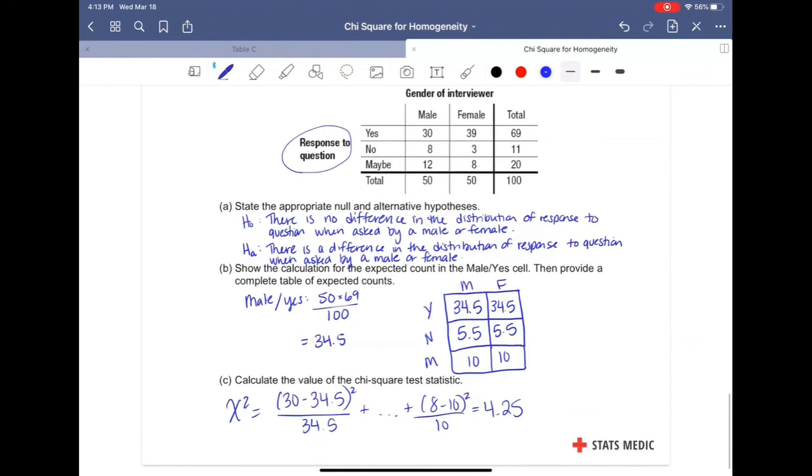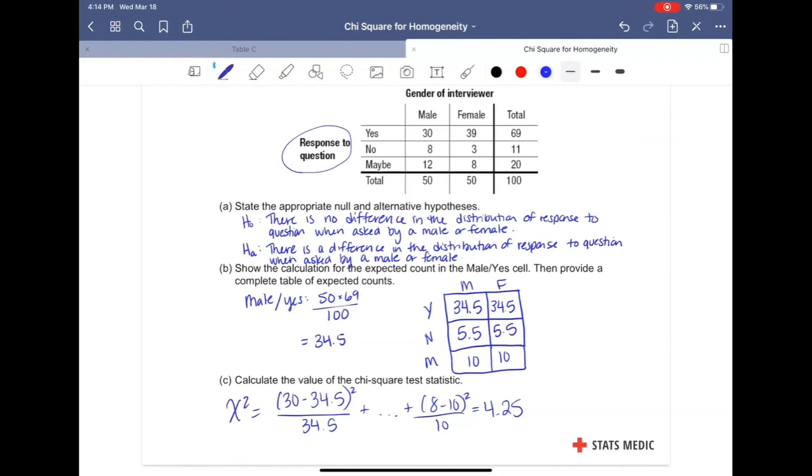In part B, we are just doing some of the expected counts. They've asked us to show our work for the male yes cell. So I filled that in. The total for the male column is 50, times the total for the yes column, which is 69, and then over the table total, which is 100, so we get 34.5. And then I've filled in the rest of the expected counts for all of the cells as well.